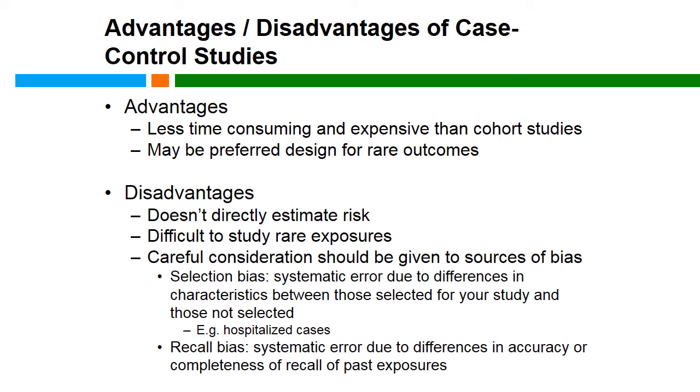Two of the most common sources of bias in the design include selection bias, due to differences in the characteristics between those you selected for inclusion in your study and those that you did not include or select for your study, and recall bias, which is the systematic error due to differences in accuracy and completeness of recall of past exposures. So for example, the most common cause of recall bias in a case control study are cases remembering or recalling more often past exposures than controls.